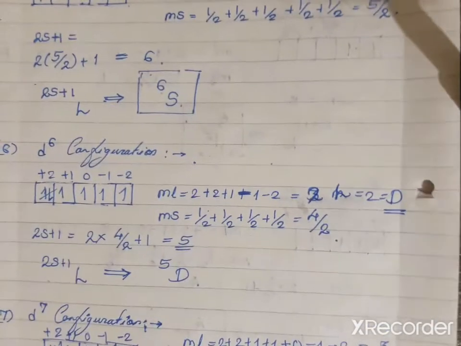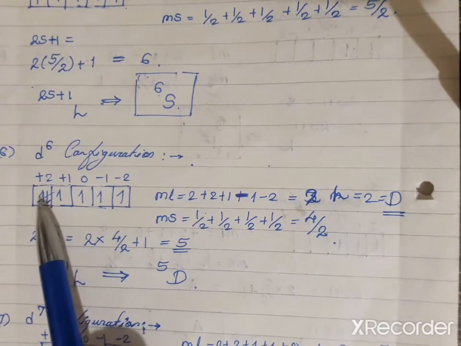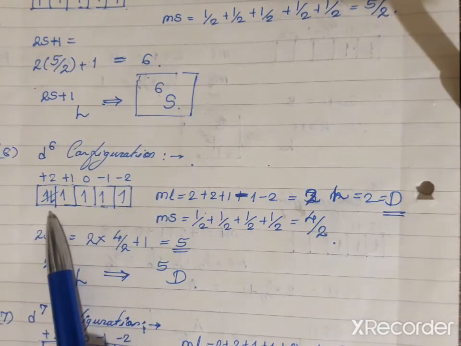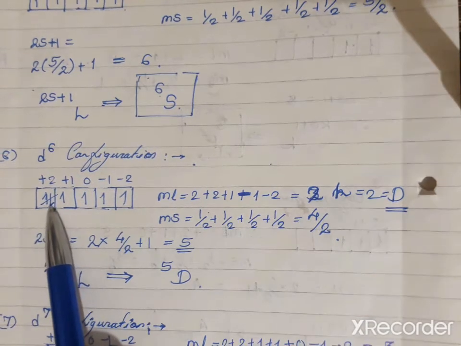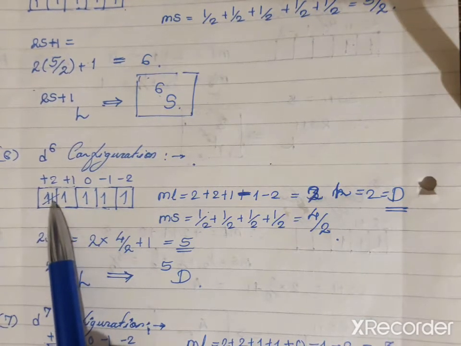For the d6 configuration, here it is 1, 2, 3, 4, 5, 6. 6 electrons are there. Okay. Put that sixth electron over here in the plus 2 shell.